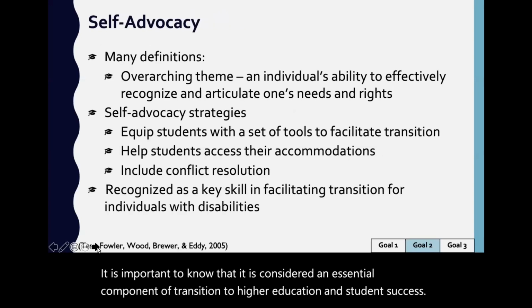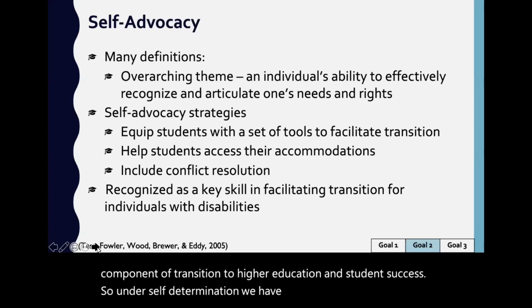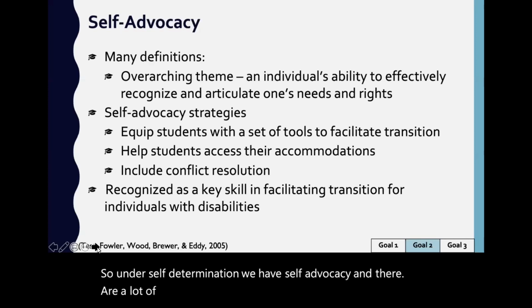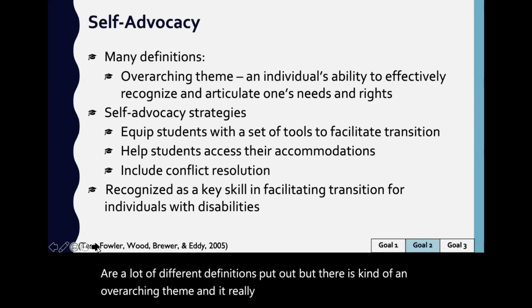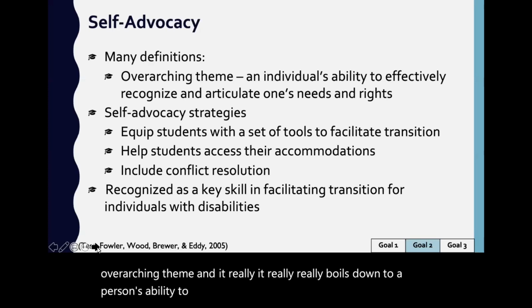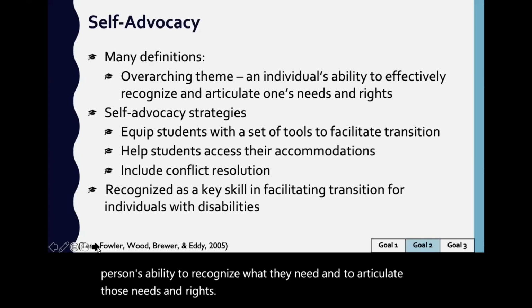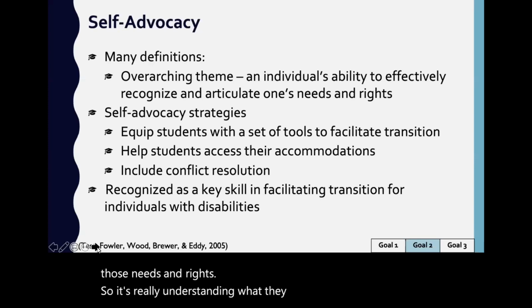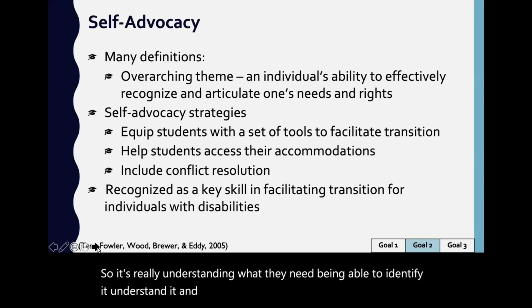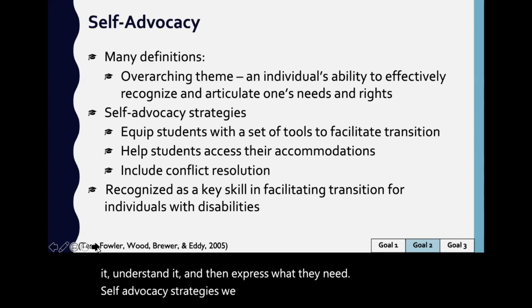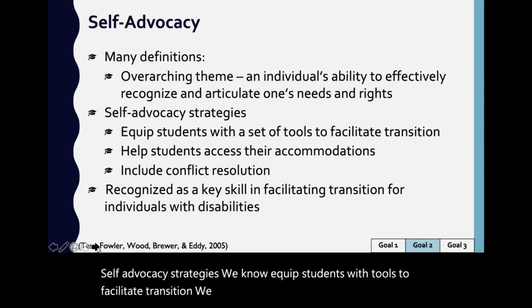Under self-determination, we have self-advocacy, and there are a lot of different definitions put out, but there is an overarching theme, and it really boils down to a person's ability to recognize what they need and to articulate those needs and rights. So it's really understanding what they need, being able to identify it, understand it, and then express what they need. Self-advocacy strategies equip students with tools to facilitate transition, and they help them access their accommodations.